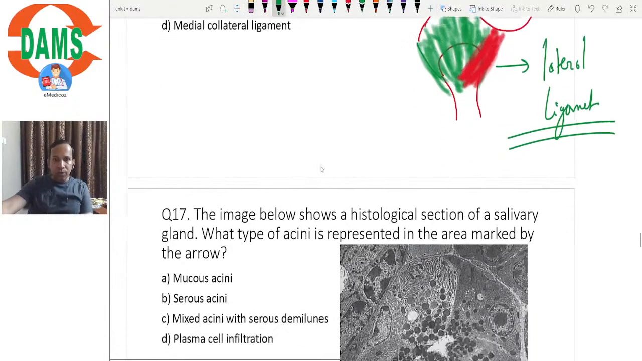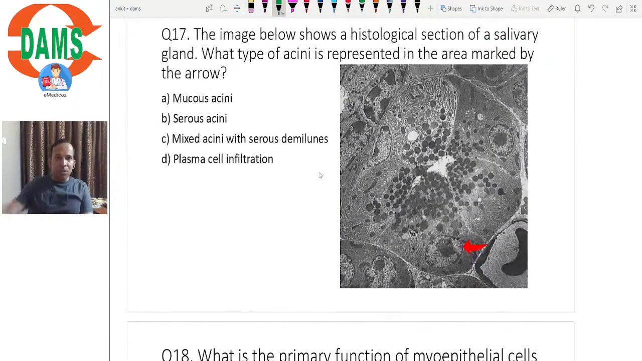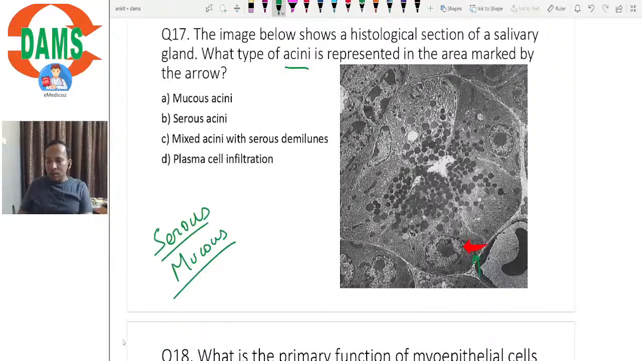So let's go to the next question. The image below shows a histological section of a salivary gland. What type of acini is represented in the area marked by the arrow? तो अभी एरो मार्क दिख रहा है आपको एक, तो यहाँ पर हमें पता करना है कि ये कौन सी एसिनाई है। Now there are only two types of acini, isn't it? One is serous and the other one is mucus, isn't it?